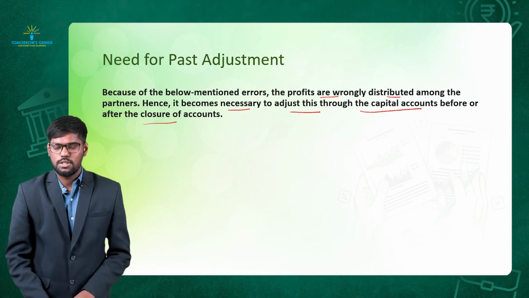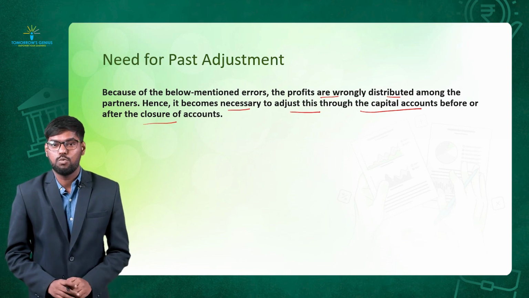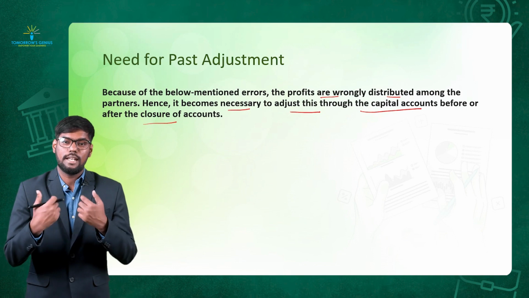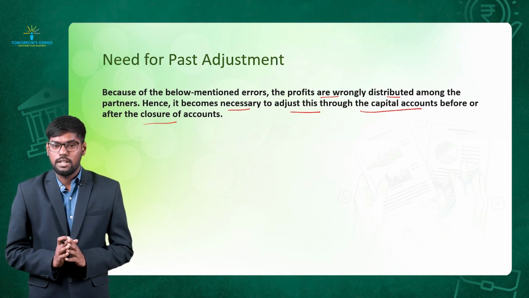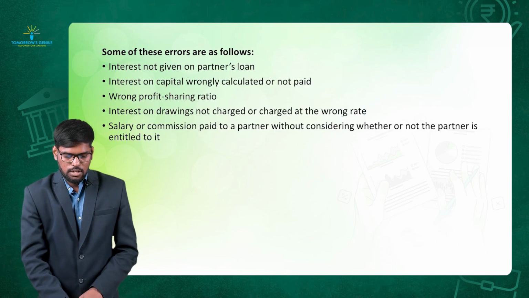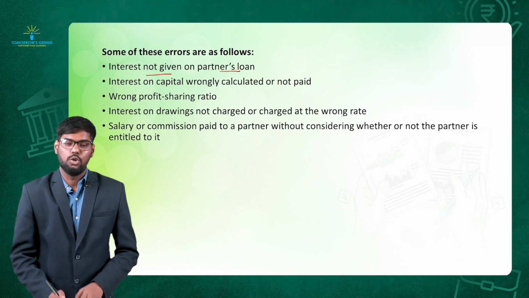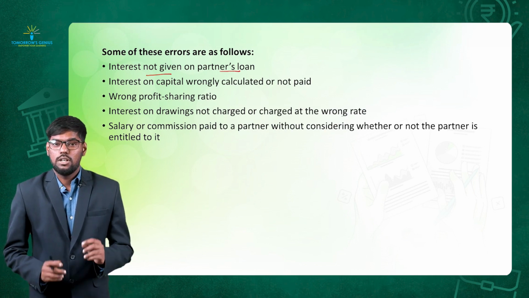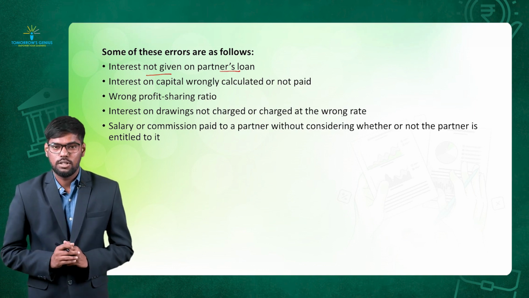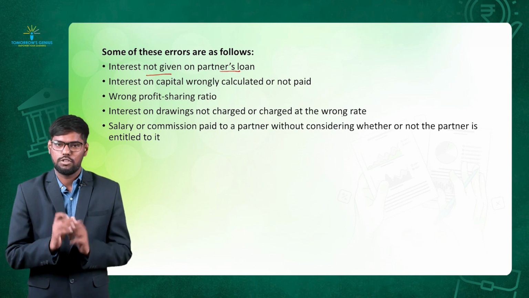So there are some errors because of which the past year profits that you distributed among the partners were not correct. And you came to know this after finalization of your books of accounts, right? So what are those errors that we have to first of all see one by one? Some of these errors are as follows. Interest not given on partner's loan. It means as per the partnership deed, you have to provide interest on partner's loan, but your accountant forgot to record the same in the previous year books of accounts.